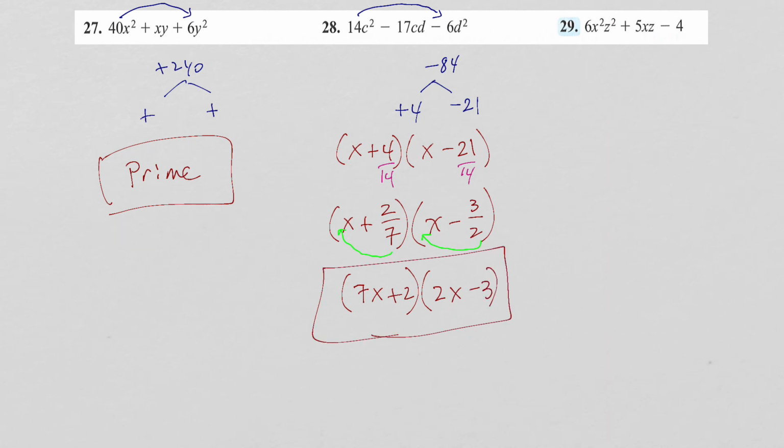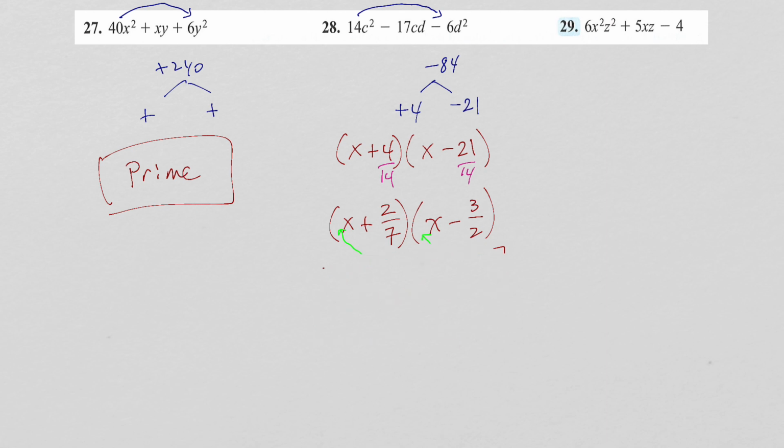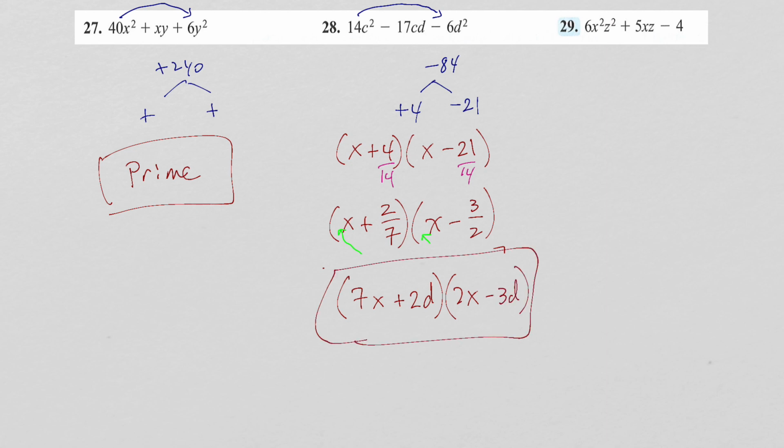I said not to worry about that, but now we have to worry about the d. So this d is going to go here. So let me rewrite this. We're going to have 7x plus 2d and 2x minus 3d. And you can FOIL that out, and you'll see that this will turn into exactly that.